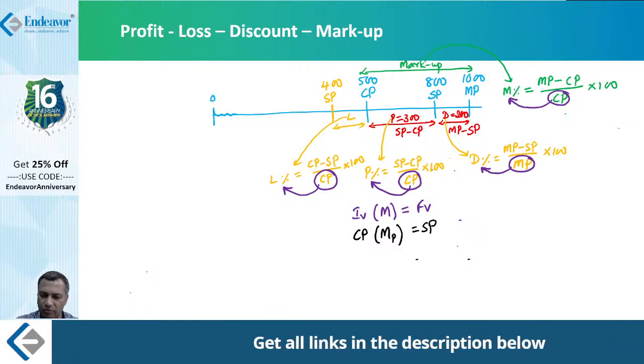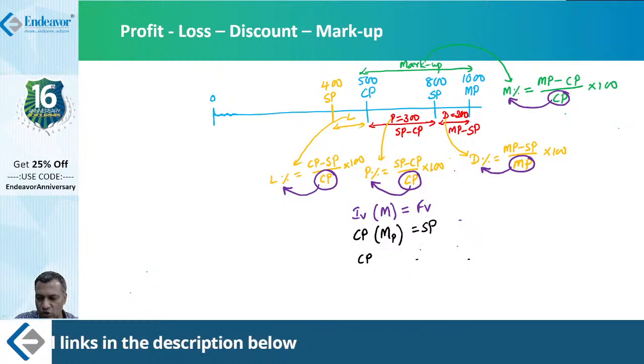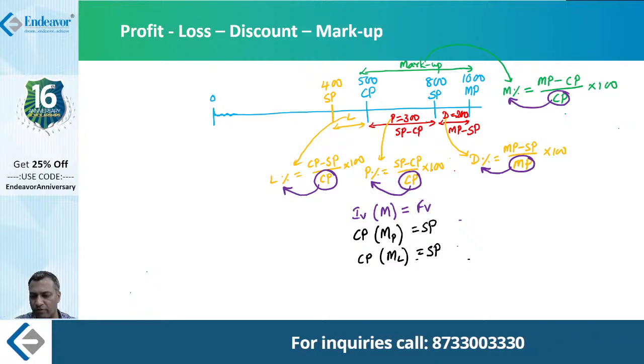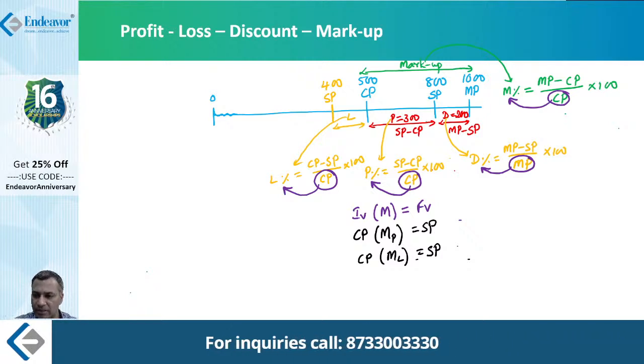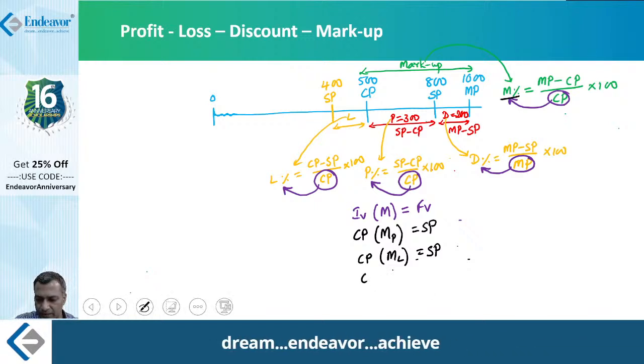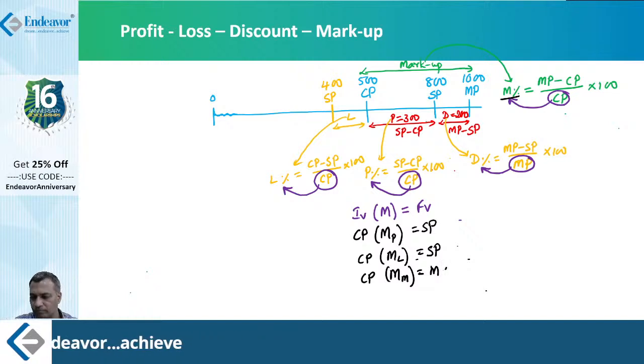Then what about the loss here? How do you relate the loss? Same. Cost price, markup related with loss is also equal to selling price. That is how you could have written on the other side of the spectrum. Similarly, what about the markup percentage here? That is cost price, multiplier related with markup, is also equal to what? Listed price or nothing but the mark price.